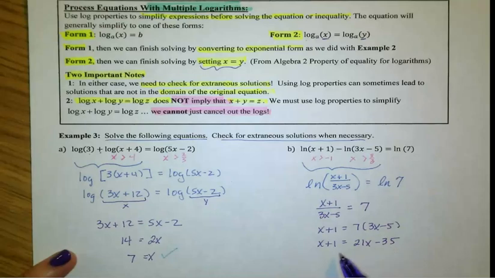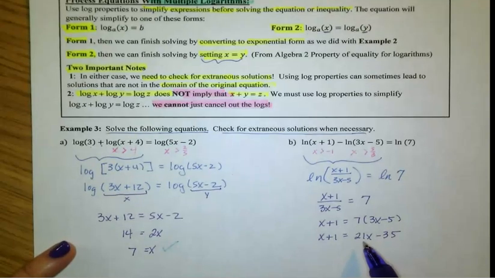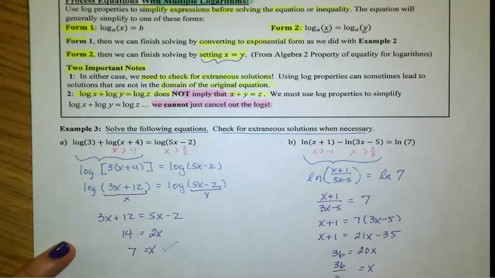Then I can get my x's together, and you can move them either way. I'm going to move my x over here with 21. So on this side of my equation, I get 21 minus 1, which is going to give me 20x. And then that means I'm moving the 35 over here, so I'm adding 35 to both sides. So this side is going to equal 36. And then to get x by itself, I'm going to take 36 and divide that by 20. So that's the same thing as x equals 9/5.